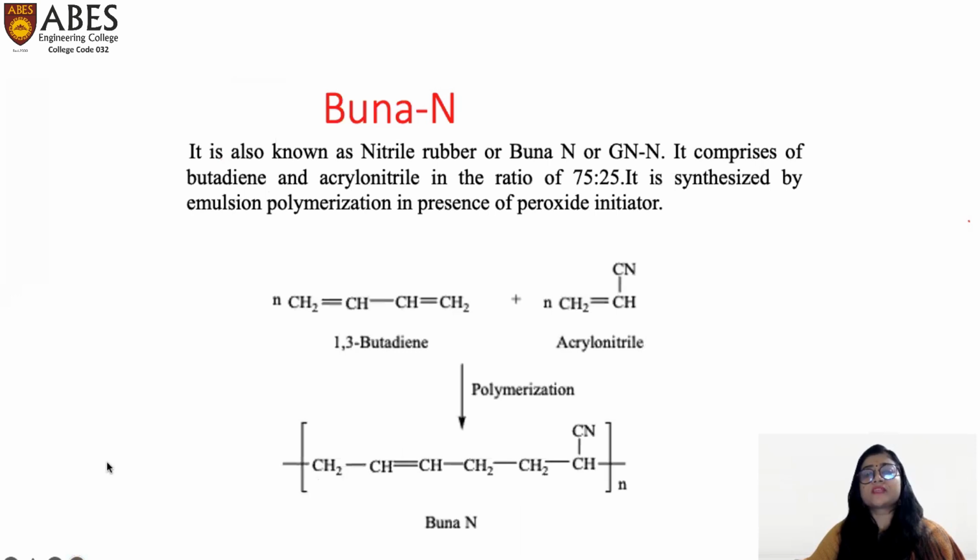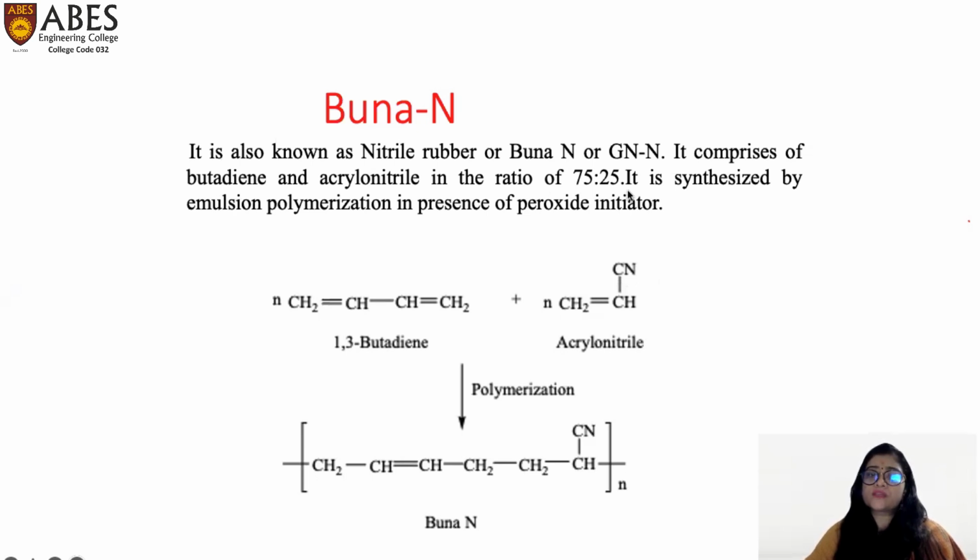Coming on to our next elastomer, which is also popular in industry, is Buna N. It is similar to Buna S because one monomer is common, that is butadiene. But instead of styrene, here we are taking acrylonitrile. So instead of the benzene ring, you can see in both the molecules, this is butadiene and this is acrylonitrile. This is similar to styrene, though instead of the benzene ring, we have a cyanide group over here. As with Buna S, here the ratio is the same, 3 to 1, that is 75 to 25.